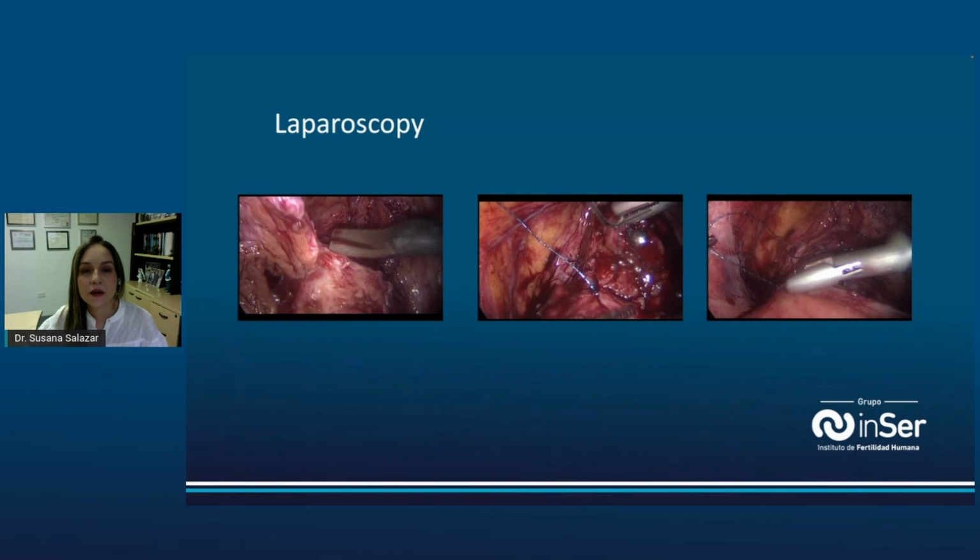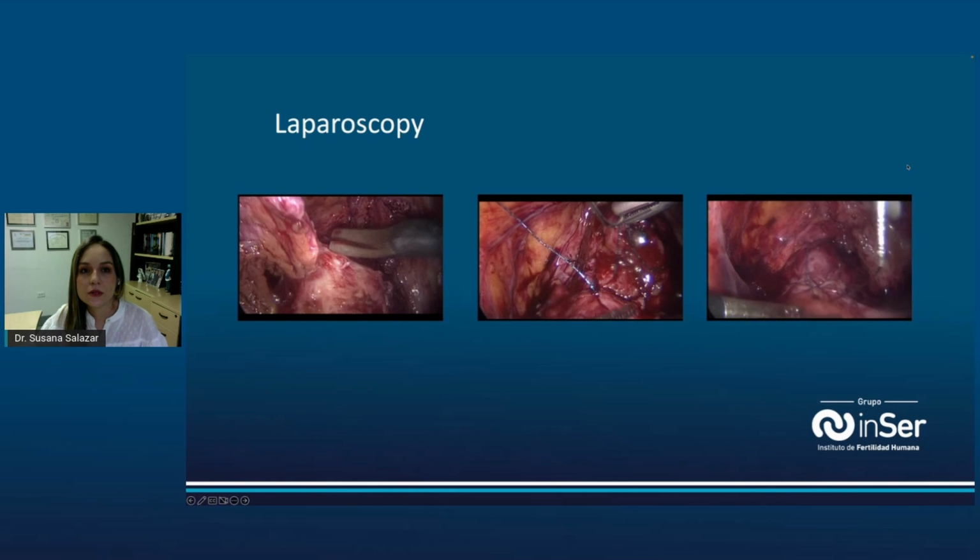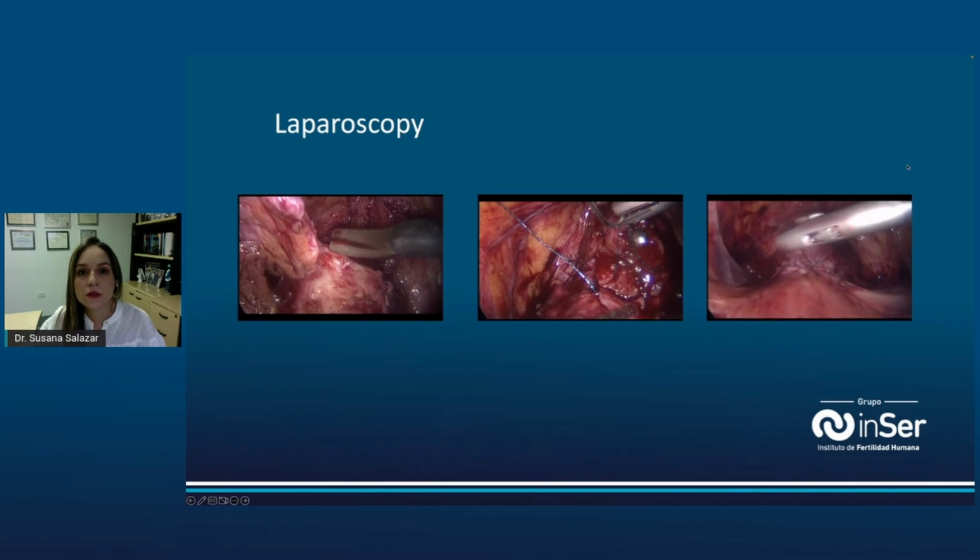For the first layer, three separate sutures were placed to close the scar, with 2-0 Vicryl SH. A second layer of separate stitches was applied to achieve a double-layer closure. The peritoneum was then closed using a monofilament running suture.